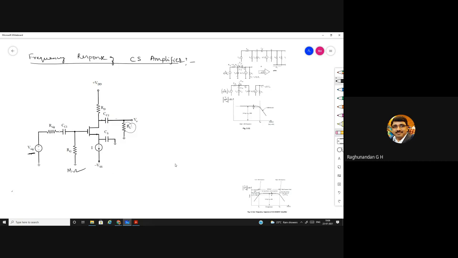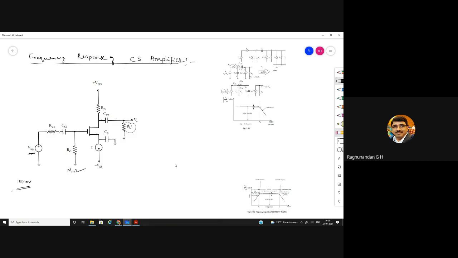You can keep the input as small as possible, maybe around 100 millivolt, and we start increasing the frequency in steps of 100, 200, 300, like that, similar to the experiment which you have done. Those who have done it, you'll remember it.